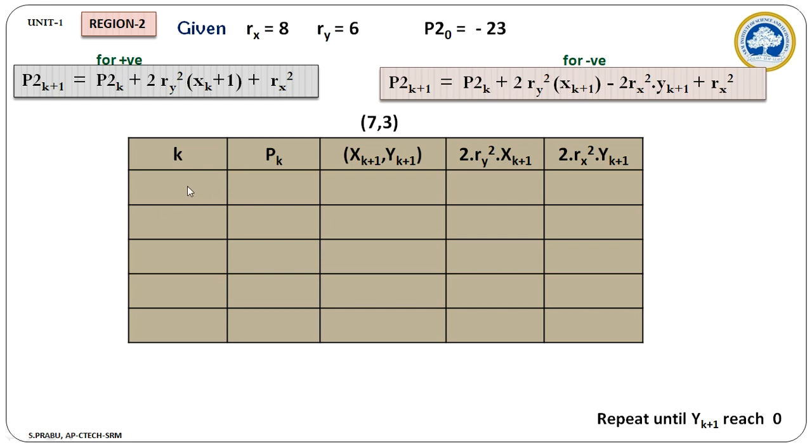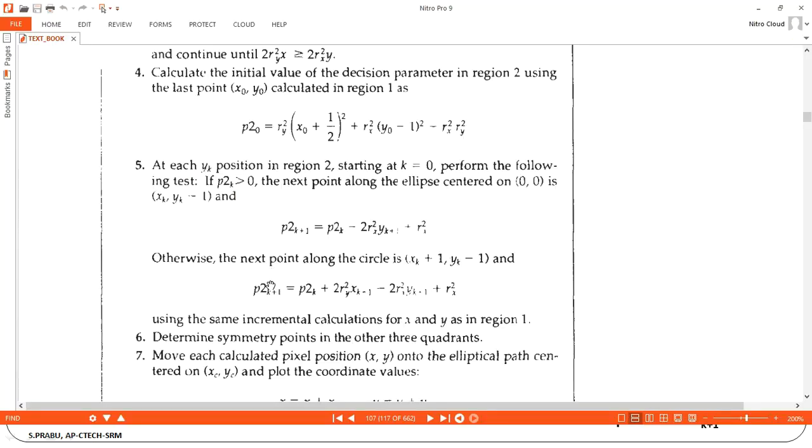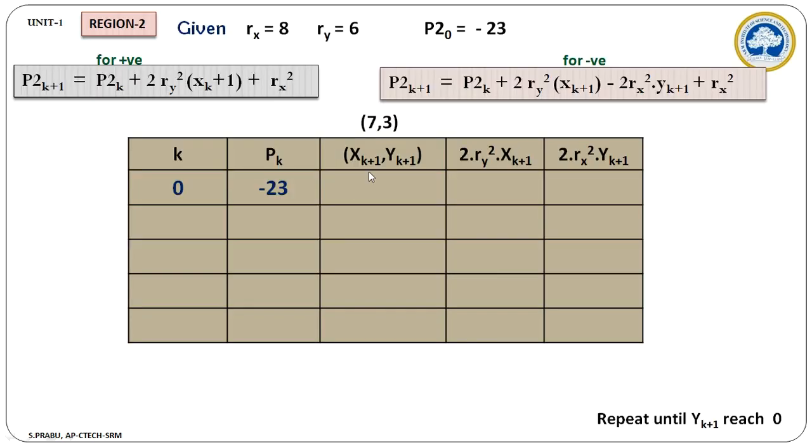So in the first step, I write the k value is 0 and calculated the initial decision parameter, that is minus 23. So this is negative value. So I can use this formula. So increment the xk value 1 and decrement the yk value. So the next pixel is 8, 2. Then I calculate this term. That is 2ry square, that is 72 into 8, I can get 576. 128 into 2, I can get 256.